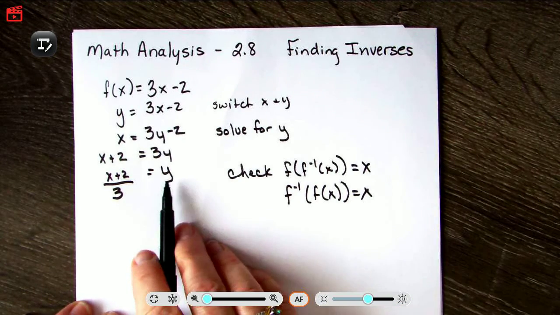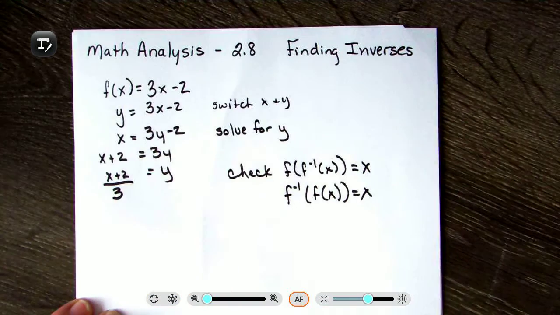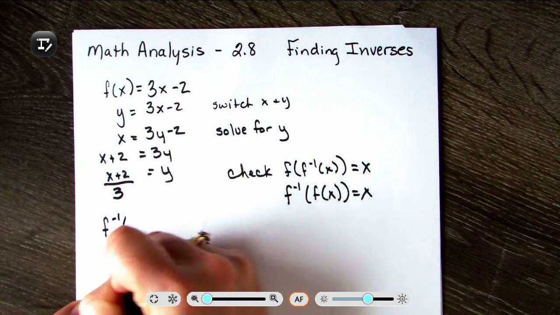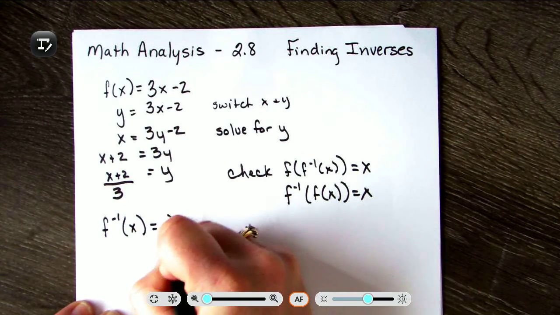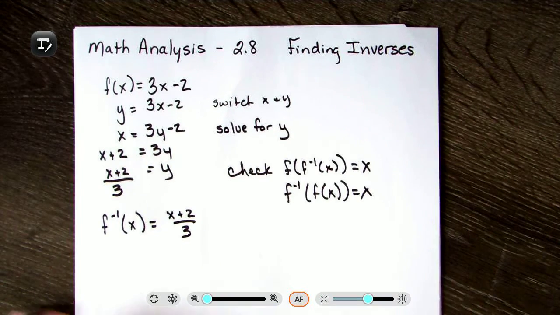The last step that I do want to do is rewrite this again, because we want to go back to the notation we've been using. And we will rewrite that as f inverse of x being x plus 2 over 3. Okay? And I'm going to just kind of talk through the checking.